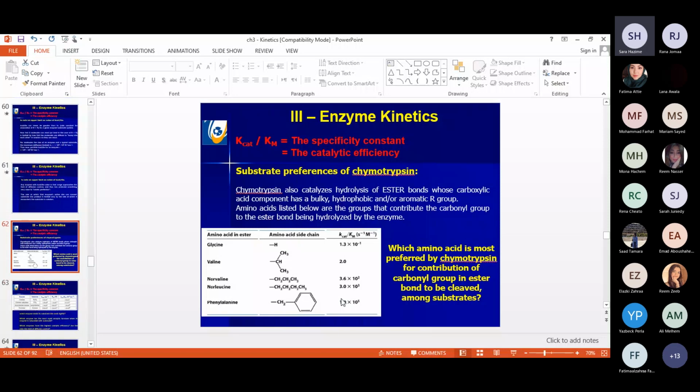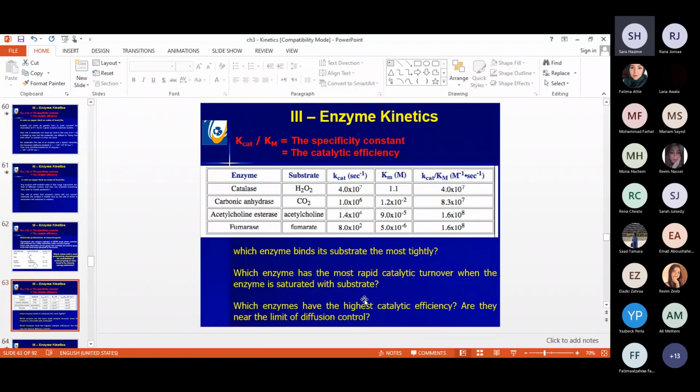of K1 value. So you have here an example for chymotrypsin, and you have different amino acids, glycine, valine, phenylalanine, etc., and the value of K catalytic over Km. So which substrate is better for the chymotrypsin? Which amino acid will chymotrypsin prefer more? In this case, you have to look for the value of K catalytic over Km, and as you can see, phenylalanine has the highest value of K catalytic over Km, and in this case, it's the specificity. This enzyme will work better with phenylalanine than other amino acids.